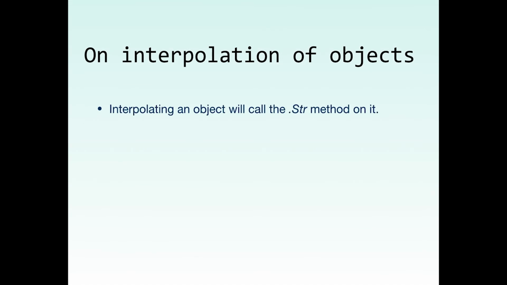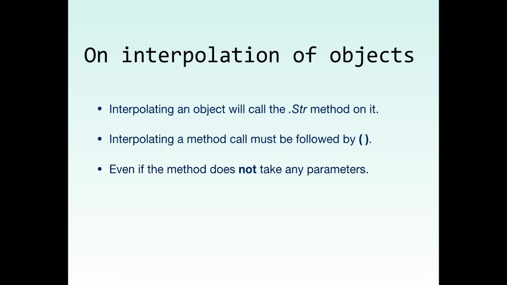So if you want to interpolate objects into a string, it will call the Str method on it. Interpolating a method call must be followed by parentheses, just like with a subroutine call, even if the method does not take any parameters. So that's not different from actually doing a subroutine call, but it basically makes sure that it does what you want instead of something else.